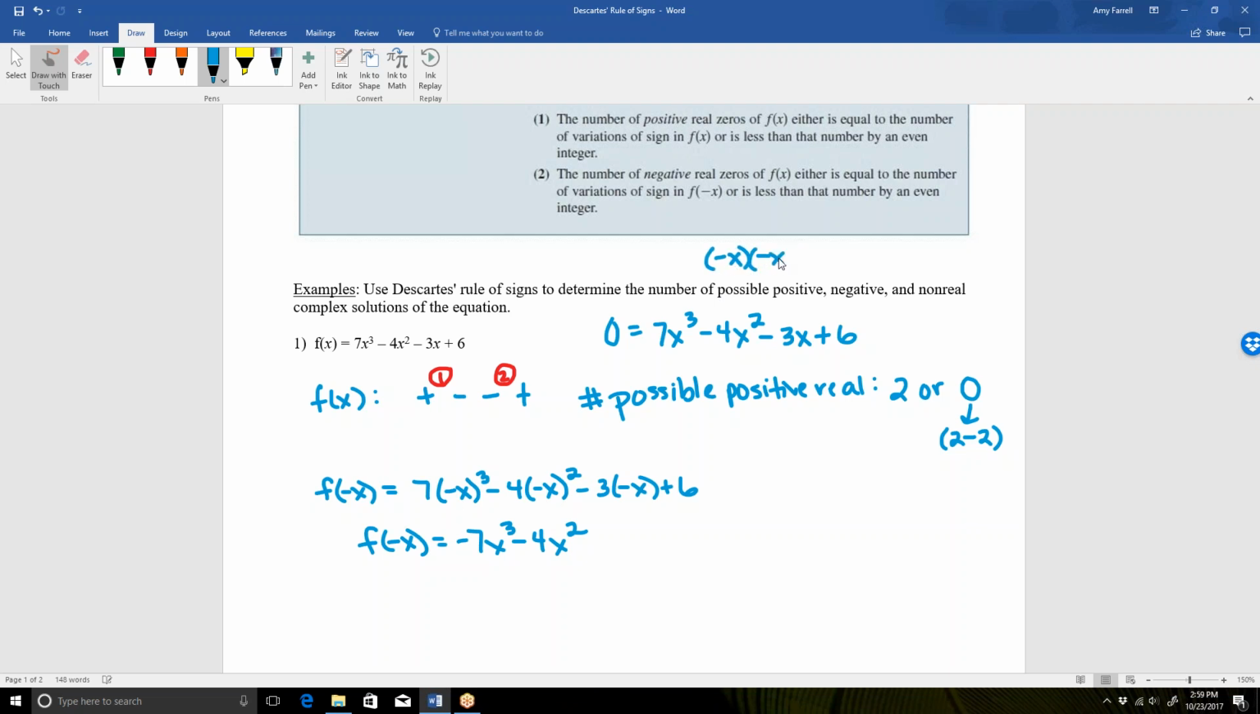So when you square a negative x, and you take negative x times negative x, you get a positive x squared. And we take that positive x squared and multiply times a negative 4, it is going to be a negative 4x squared. And when you cube a negative x, it is a negative x cubed, which is why it changed to negative 7x cubed. So be real careful with that. Plus 3x plus 6.